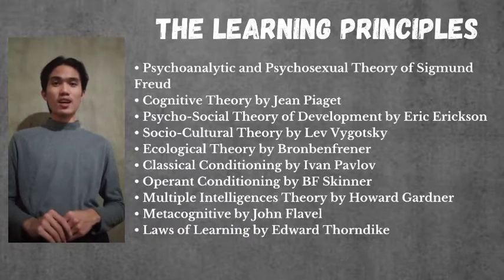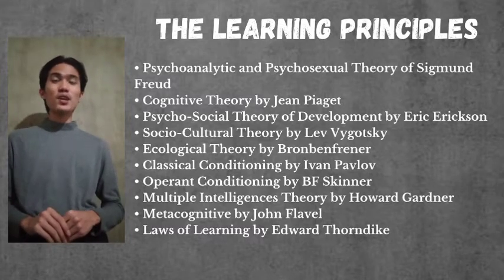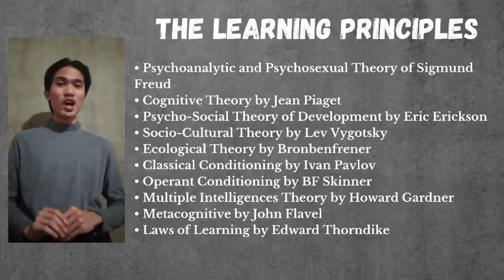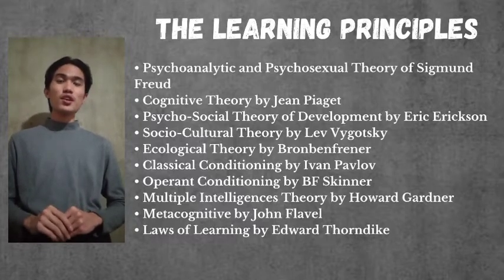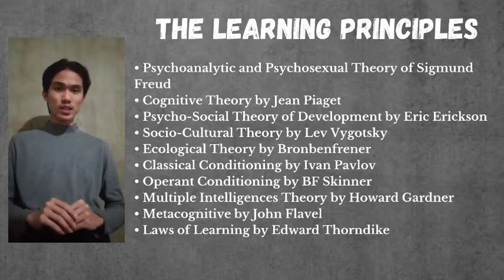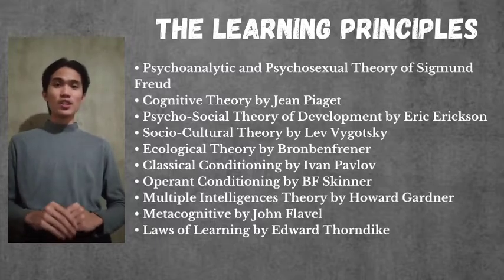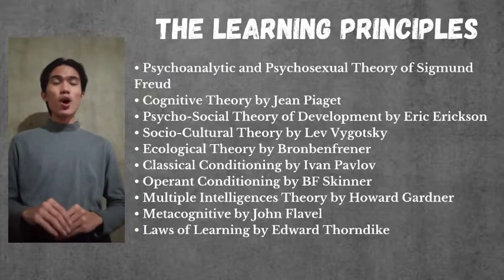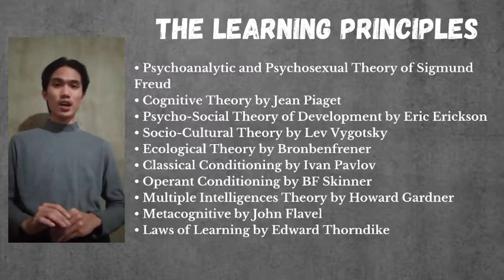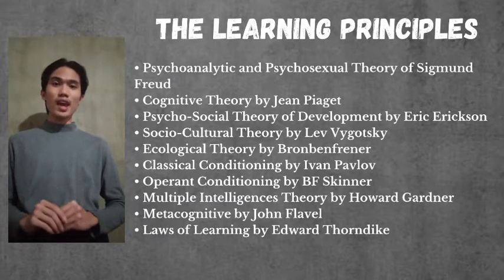Today we will discuss the learning principles studied by different psychologists and their theories. First, the psychoanalytic and psychosexual theory of Sigmund Freud; number 2, cognitive theory by Jean Piaget; number 3, psychosocial theory of development by Erik Erikson; number 4, socio-cultural theory by Lev Vygotsky; number 5, ecological theory by Urie Bronfenbrenner; number 6, classical conditioning by Ivan Pavlov; number 7, operant conditioning by B.F. Skinner; number 8, multiple intelligences theory by Howard Gardner; number 9, metacognition by John Flavell; and lastly, number 10, laws of learning by Edward Thorndike.